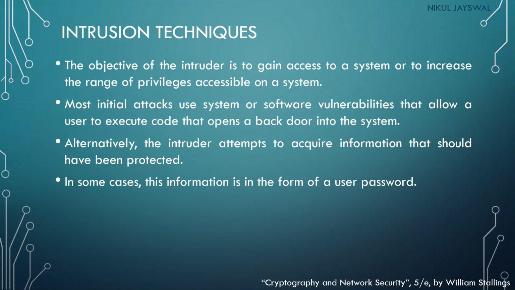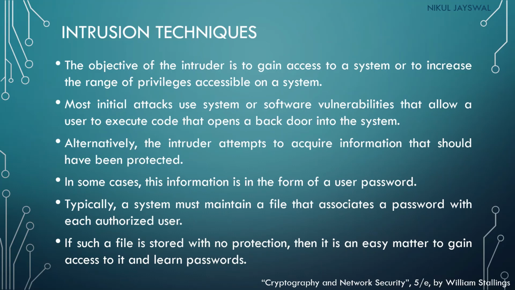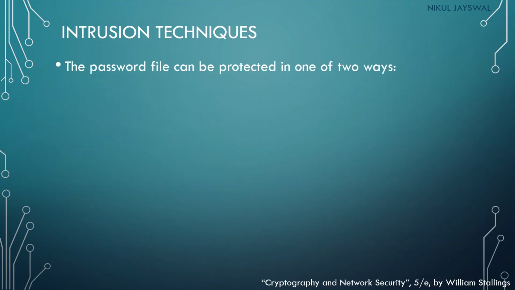In some cases, this information is in the form of user passwords. So basically the insider or the intruders will try to identify the password of the user so that they can get access to the various information that has been stored in machines. Typically, a system must maintain a file that associates a password with each authorized user. So in the corporate network, there will be a number of users, and for the number of users, there will be a number of user IDs and passwords. So the system will store the usernames and passwords in files. So if such a file is stored with no protection, then it is an easy matter to gain access to it and learn passwords. So that file can be used to identify the user ID and password for certain users for misuse.